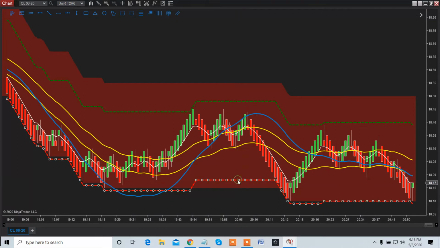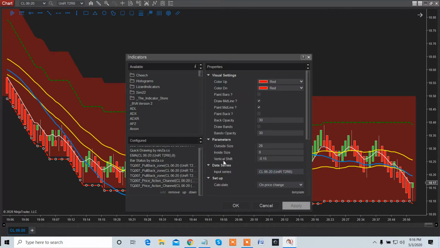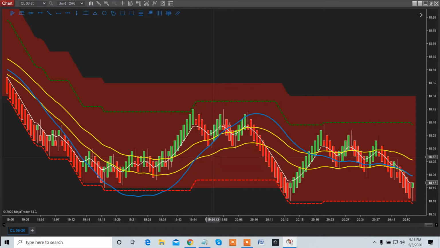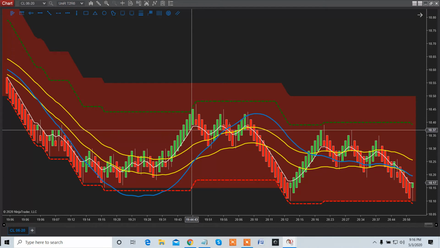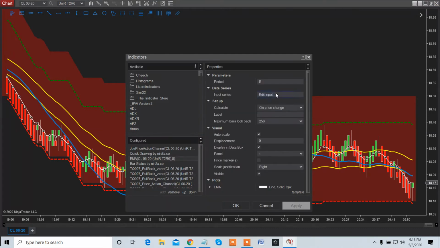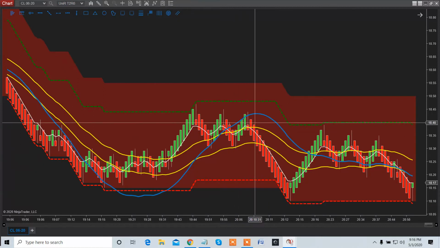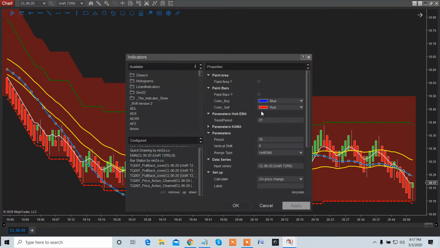Okay, the bottom: it's a vertical shift minus 0.15, inside size 0, outside size 28, and in both instances only two boxes are checked, draw midline and paint midline. Okay, the white line is EMA 8, as you can see. The blue line is the hold EMA over here, vertical shift 0, period 36.